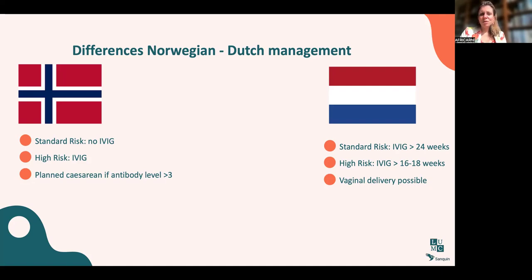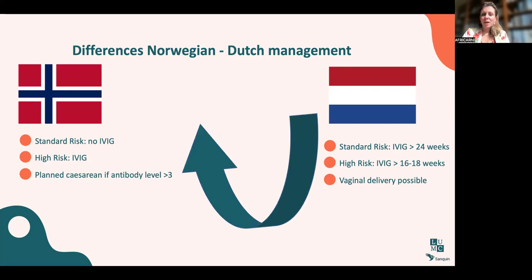So if you look at the Norwegian management, they don't give IVIG to patients who had a previous low platelet count of the neonate caused by FNAIT. They only give IVIG to patients who had an ICH in the previous pregnancy. On the other hand, they do a planned cesarean for every woman that had an antibody level above 3. If we look at the Dutch management, we are a bit more defensive.